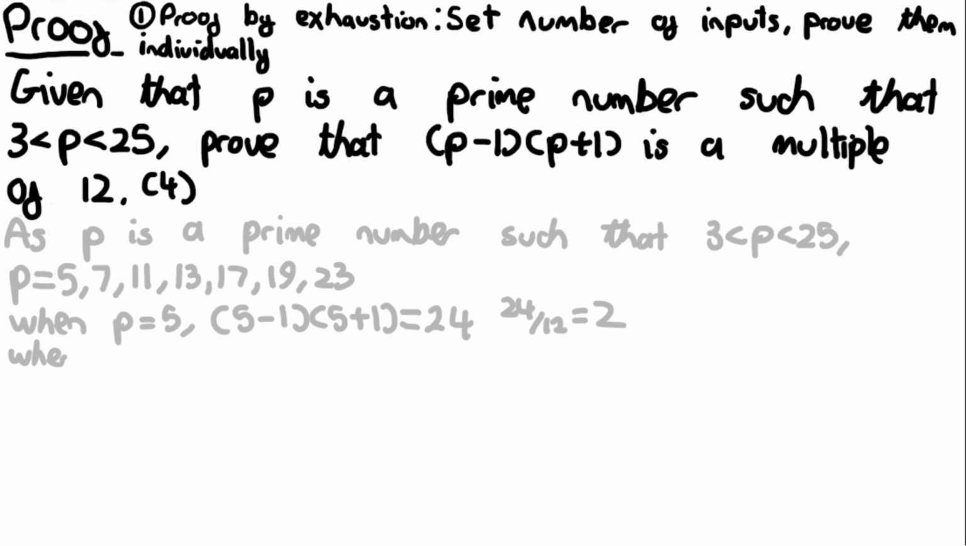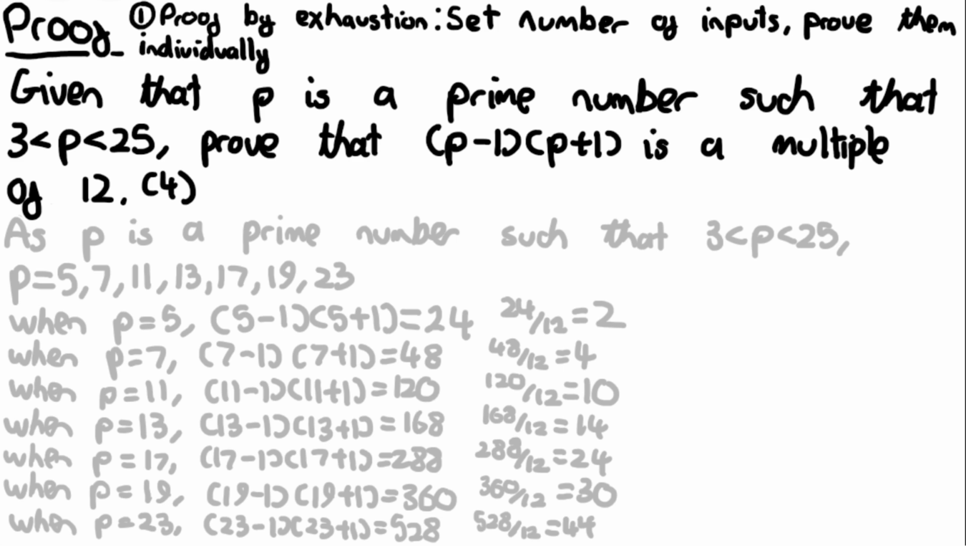So when p is equal to 7, it's going to be 7 minus 1 times 7 plus 1, which, if you put that into a calculator, is equal to 48. And then we can do 48 divided by 12, and that is equal to 4. So that's really long-winded, I know, but now we've actually proved it all here. So now we just need to write a statement at the end.